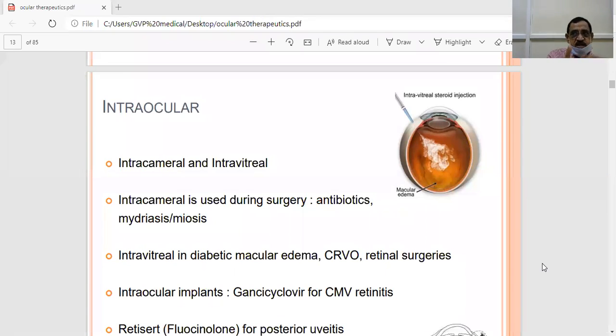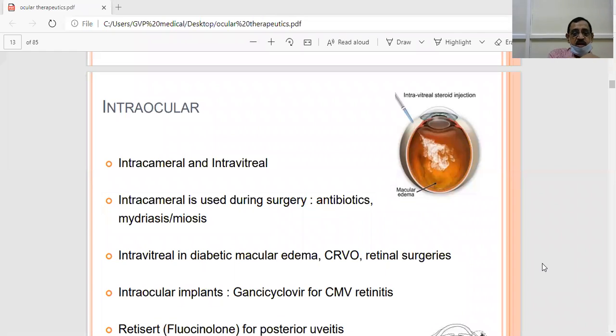In case there is any PC rent and we are not able to place a posterior chamber IOL, in such cases we inject intracameral pilocarpine or acetylcholine so that there will be miosis and we can place the IOL in the anterior chamber.